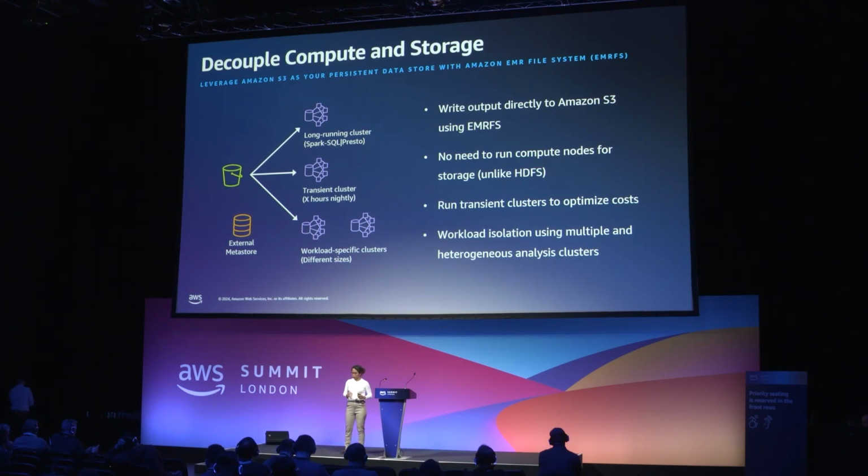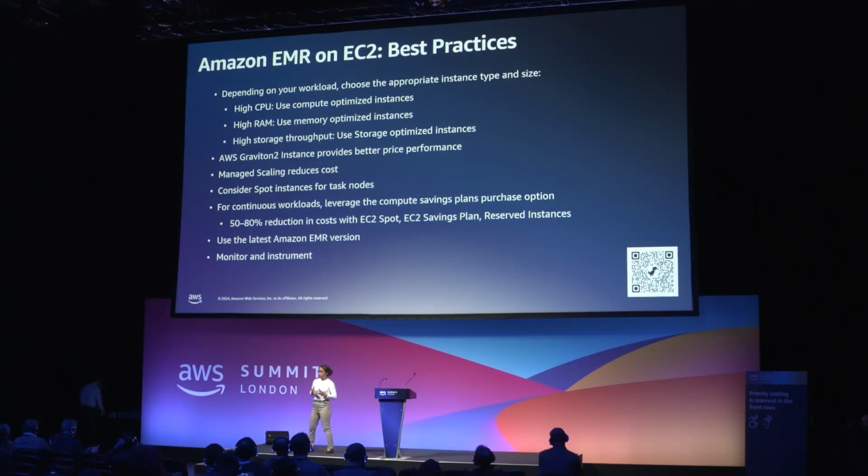Now let's summarize best practices of Amazon EMR. You should choose instances based on your workload need, based on the SLA that you need. Consider Graviton instances to save costs, and also set up managed scaling for unpredictable workloads. Take advantage of EC2 Savings Plans and reserved instances for further cost saving, and once again, monitor your workload and make adjustments when necessary.